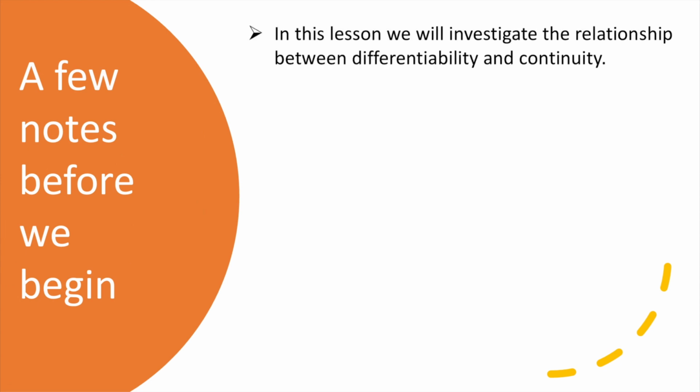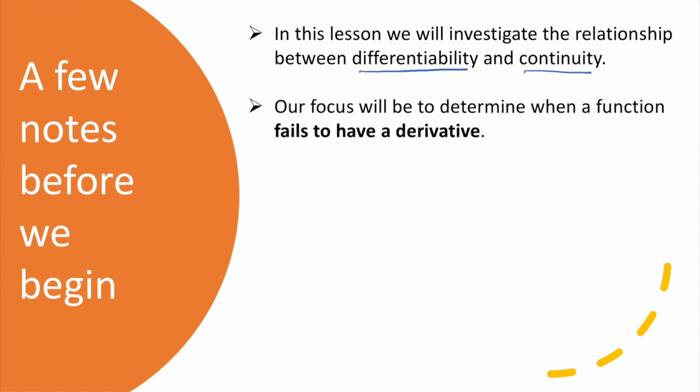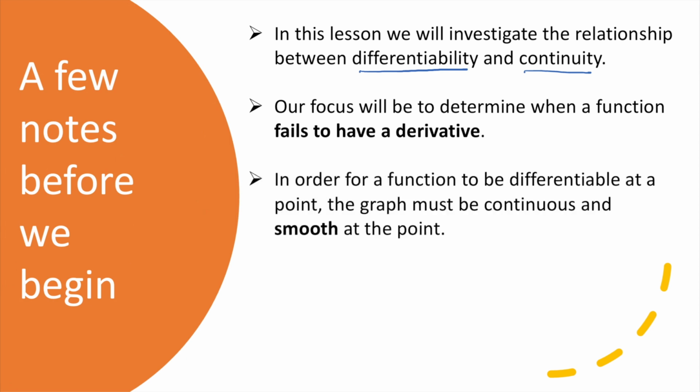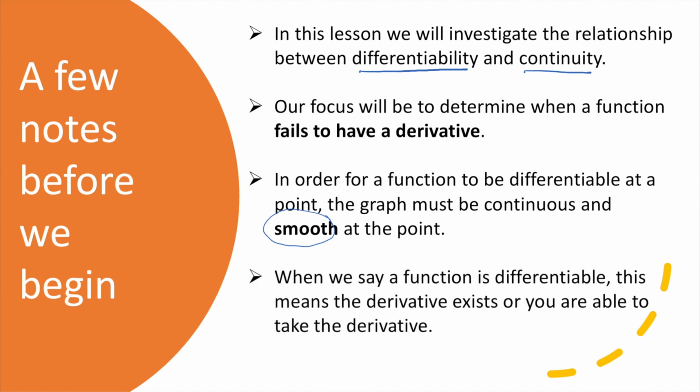A few notes before we begin. In this lesson, we will investigate the relationship between differentiability and continuity. Our focus will be to determine when a function fails to have a derivative. In order for a function to be differentiable at a point, the graph must be continuous and smooth at the point. And by the way, when we say a function is differentiable, this just means that the derivative exists, or you are able to take the derivative.